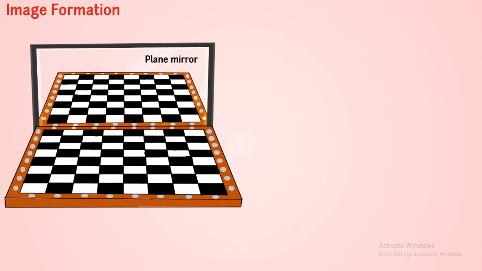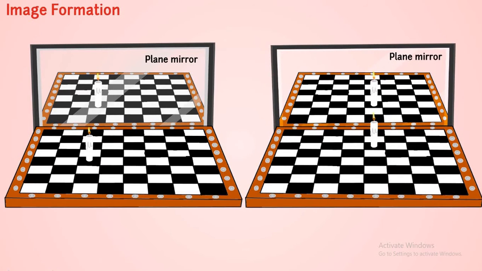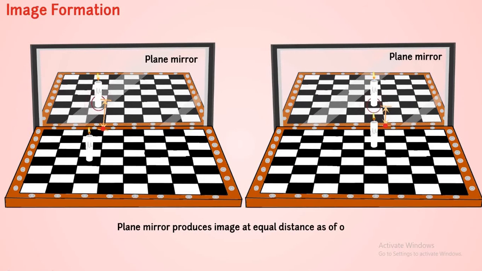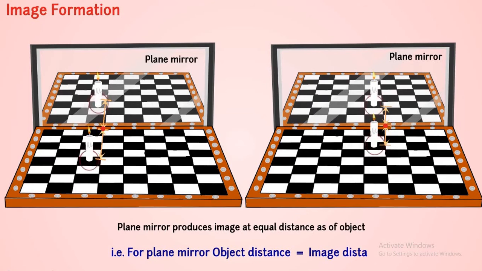If you take paper having alternate black and white boxes similar to a chessboard and place a candle in the third box, you can find that the image also appears in the third box from the mirror. Similarly, you can verify other positions of object and image. You will come to the conclusion that the plane mirror produces an image at equal distance as that of the object. That is, for a plane mirror, the object distance is equal to the image distance.